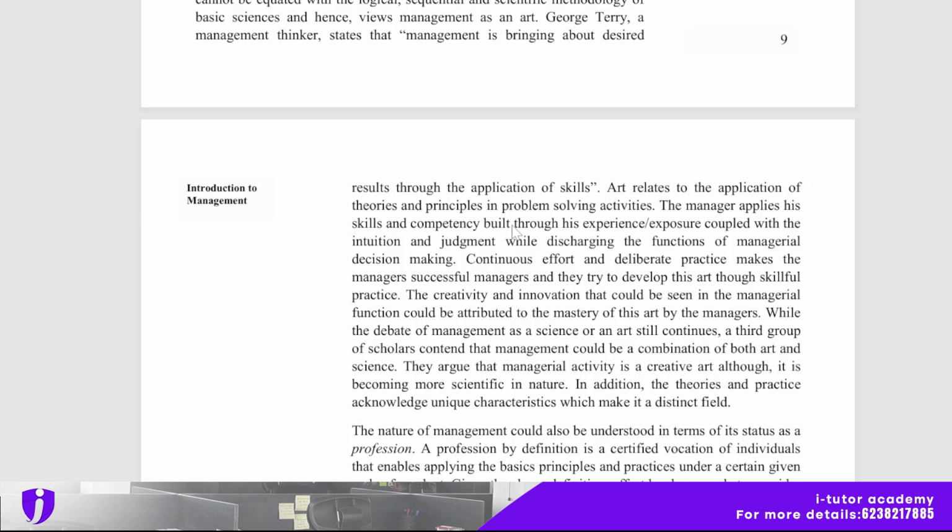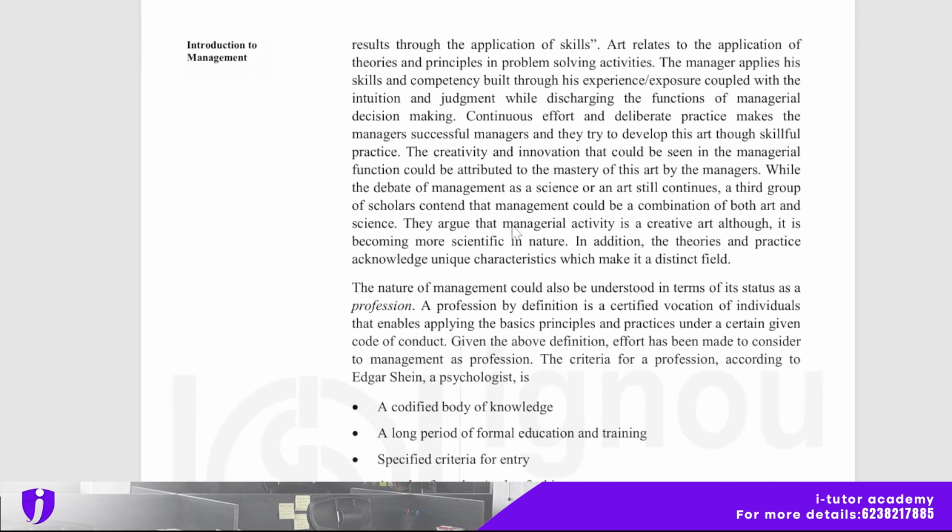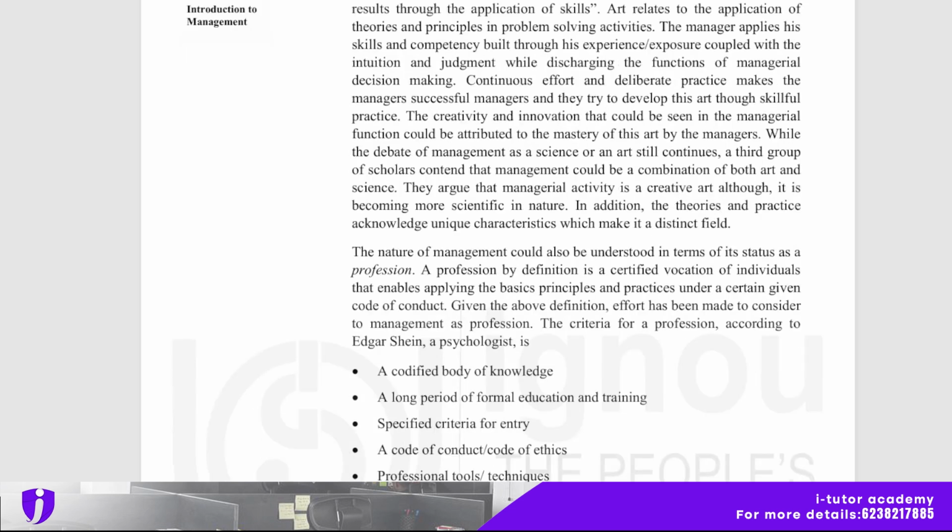Art relates to the application of theories and principles in problem-solving activities. The manager applies skill and competency built through experience and exposure, coupled with intuition and judgment, while discharging the function of managerial decision making. Continuous effort and deliberate practice make managers successful, and they develop this art through skillful functioning, which could be attributed to the mastery of this art by the managers.